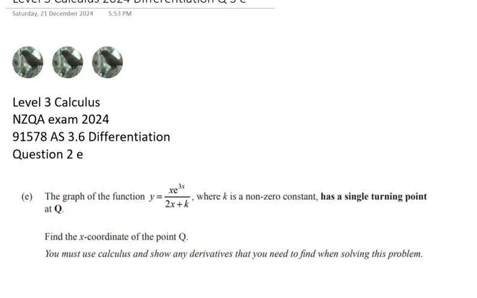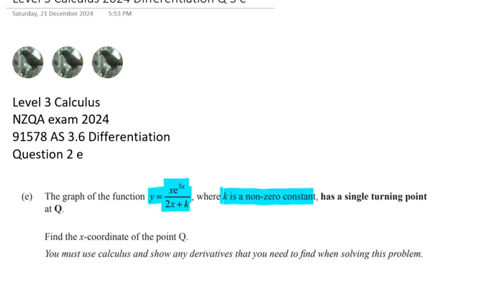So we're given a graph of a function, and this is the function here. You can tell straight away we're going to be differentiating, probably using the quotient rule. k is a non-zero constant, and we're told that this graph has a single turning point at Q.